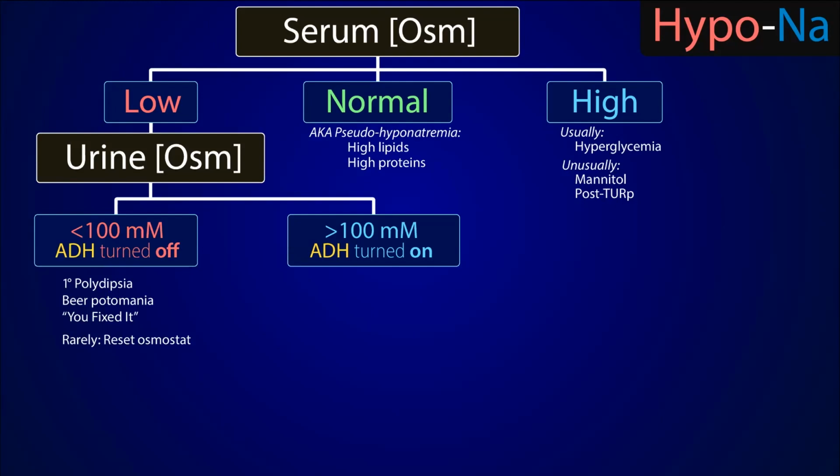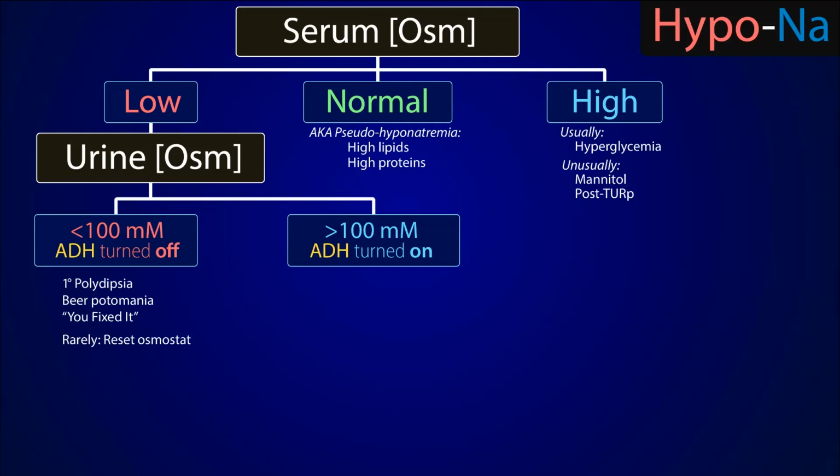Okay. They have these other two on here, the You Fixed It and Reset Osmostat. I wouldn't worry too much about those. That's, again, something you can dive into. There's some good stuff on UpToDate about it, but conceptually, what fits into the picture is going to be primary polydipsia and beer drinkers, tea and toast.